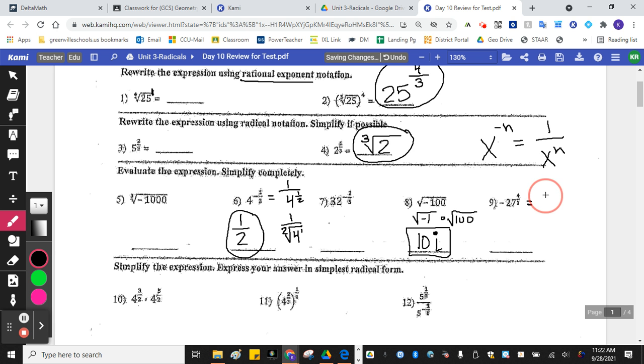On 27, you're taking the cube root of negative 27, and raising it to the 4th power.